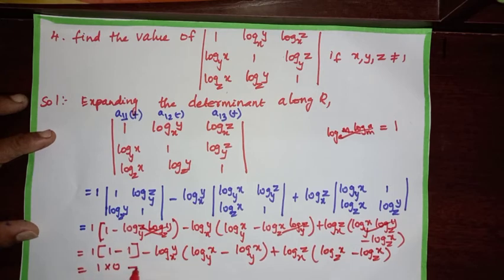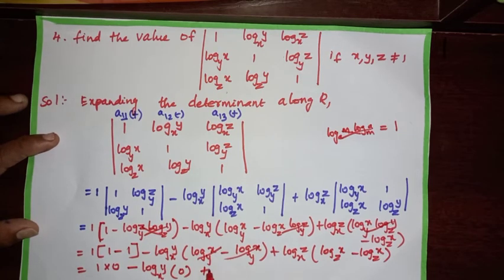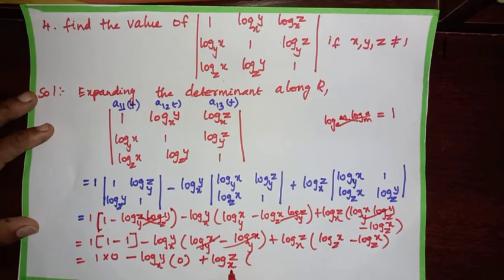1 into 0 is 0, minus log y with base x. So log x with base y minus log x with base y will be cancelled. It will also become 0. Plus log z with base x, into log x with base z minus log x with base z, which also will be cancelled. Then we have 0. 1 into 0 is 0. Log y with base x into 0 is also 0. Log z with base x into 0 is also 0. So the answer we are getting is equal to 0.